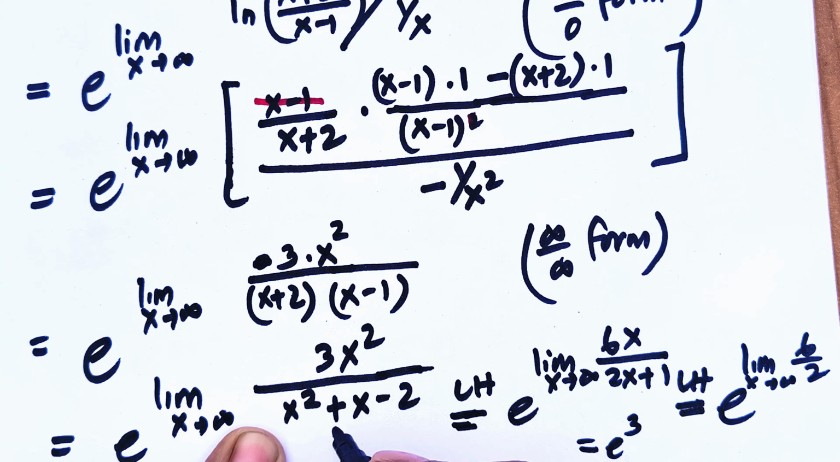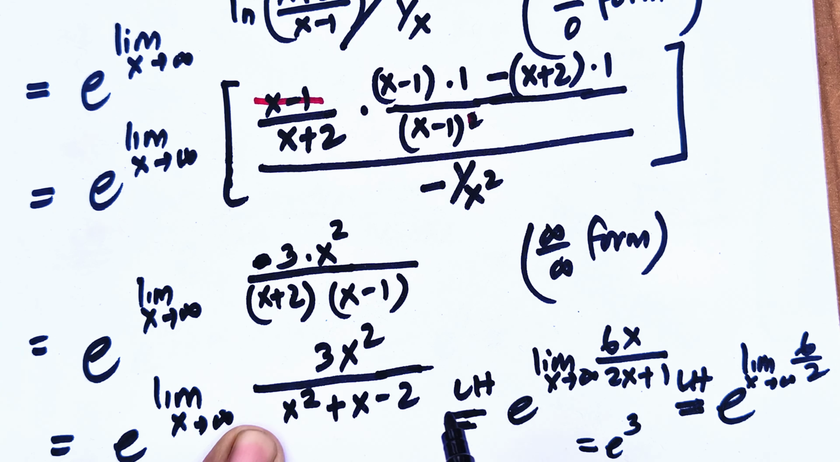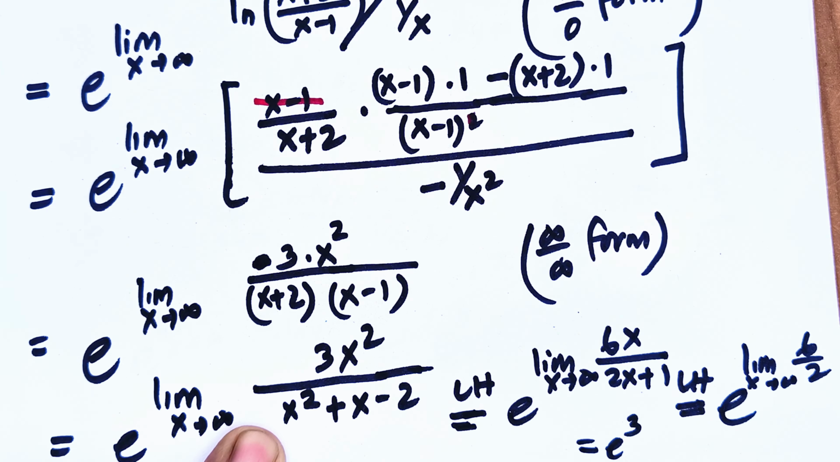Or you may just divide the numerator and denominator by x square, and you will also get 3 in the limit. So our answer is e to the power 3. This is our answer.